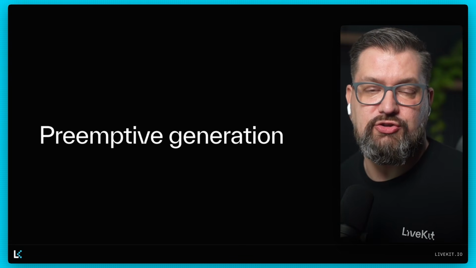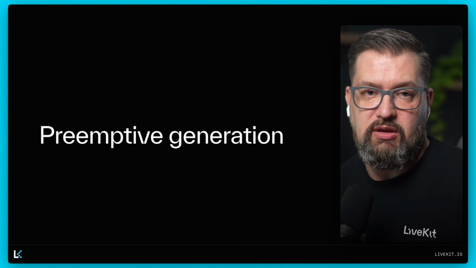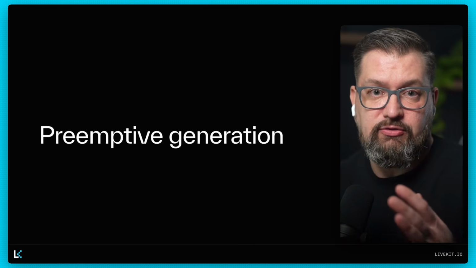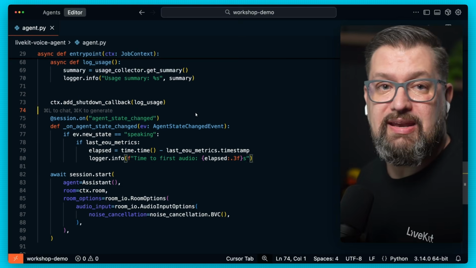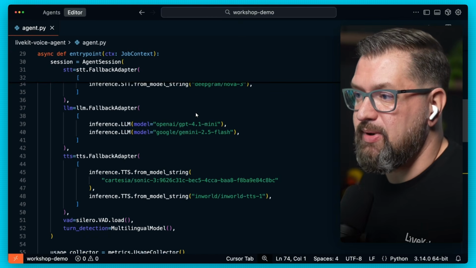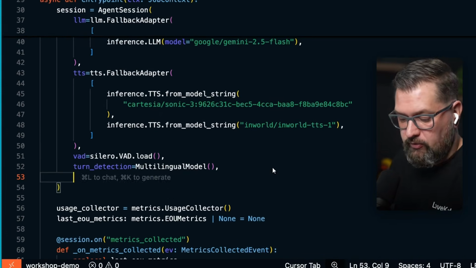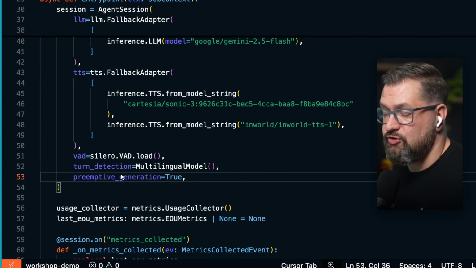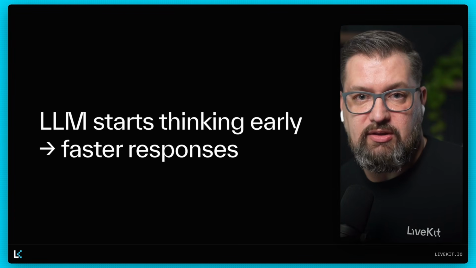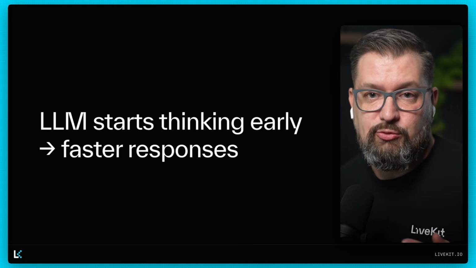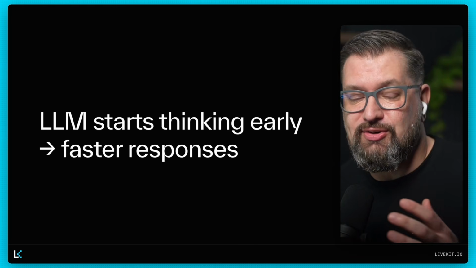Now, preemptive generation lets the LLM start forming a response before the user finishes speaking. The agent waits for a clear end of turn before actually speaking, but the thinking has already begun. We can enable this in a single line. If we go back up to our agent session, we're going to add another line here. And it's just preemptive_generation=True. That's it. This can save hundreds of milliseconds off of perceived latency, especially for longer user turns. The LLM gets a head start on generating the response.